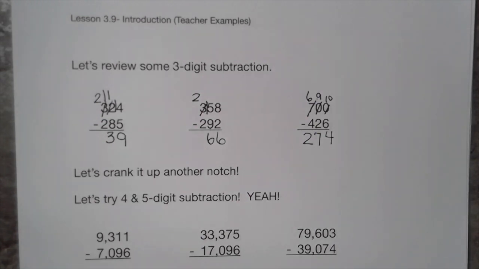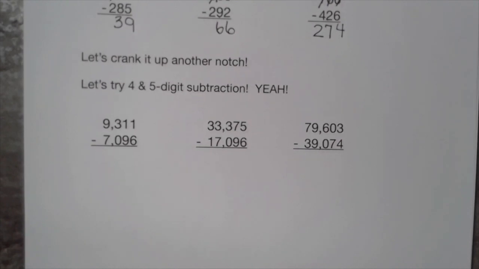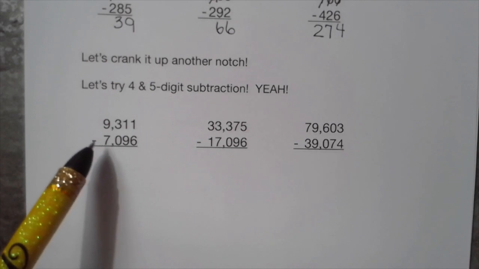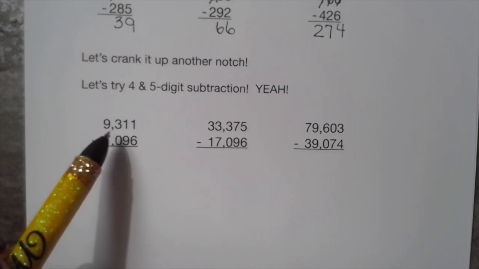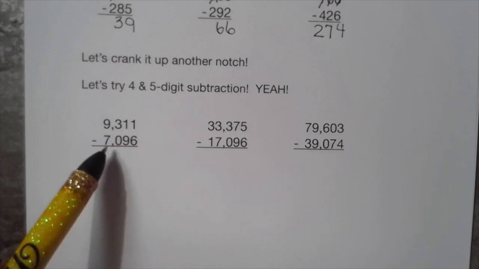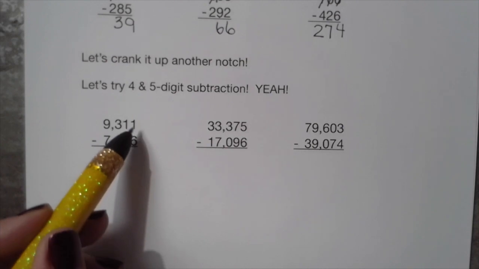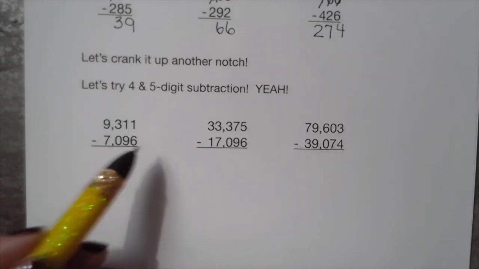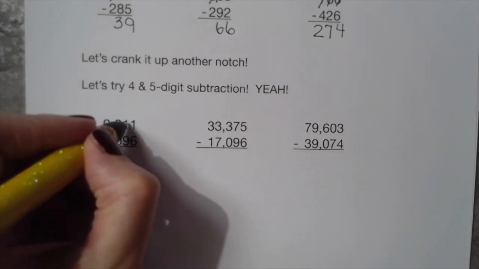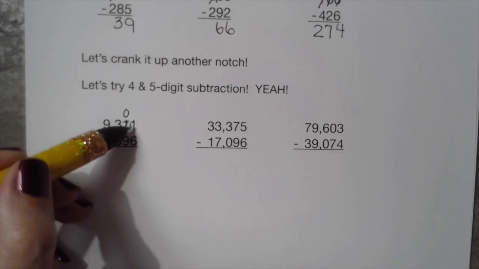Okay, so now let's crank it up another notch. You ready? You are. Even if you think you're not, you know exactly what to do. So, this looks scary. It's not. We have 9,311 subtract 7,096. Well, you start with your ones place. I have 1 on top. Can I subtract 6 from 1? Nope. More on the floor. Go next door and get 10 more. So now I have 11.